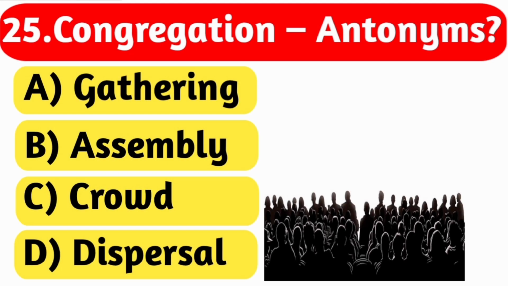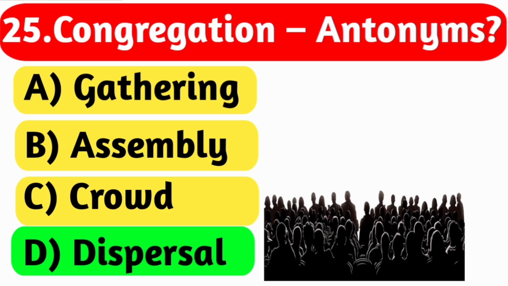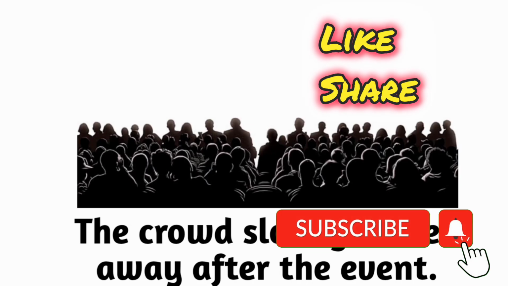Your 25th question is congregation antonyms. Your options are A. Gathering, B. Assembly, C. Crowd, D. Dispersal. Your correct answer is option D, dispersal. The crowd slowly moved away after the event.